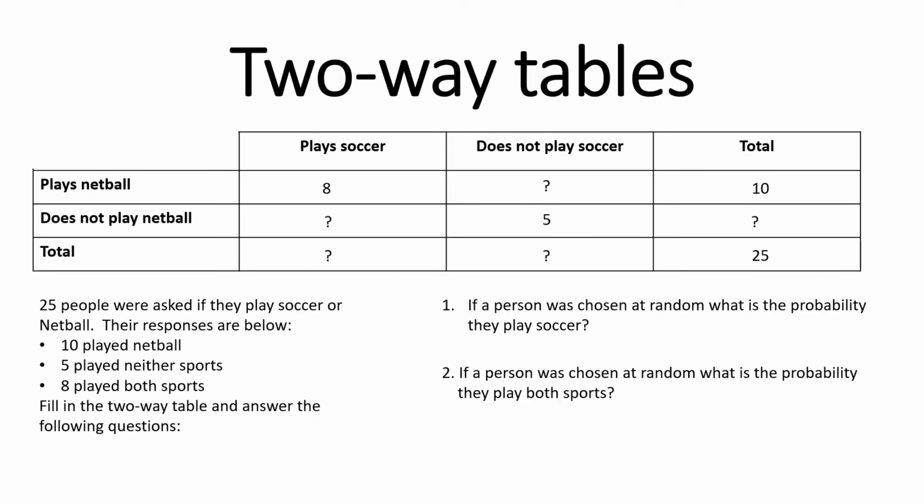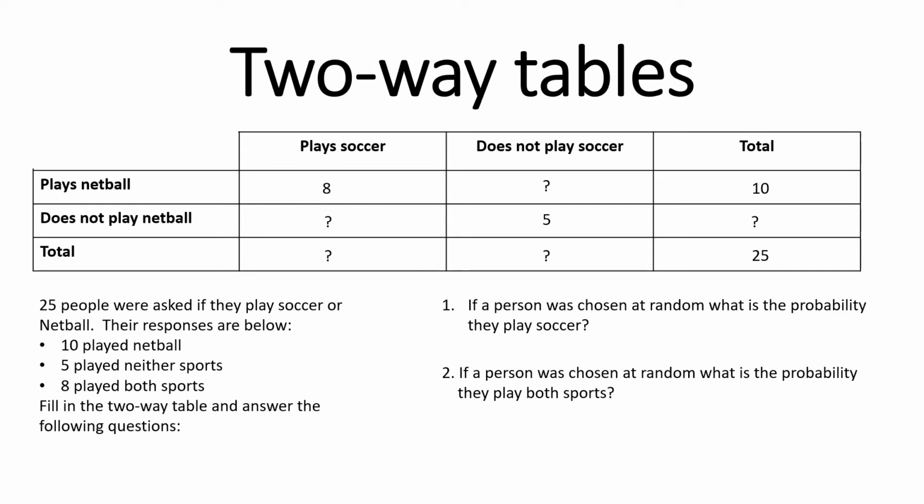Okay, now we're going to have a look at two-way tables. We're going to use the example we used in the previous Venn diagram example. So 25 people were asked if they play soccer or netball. Their responses are below. 10 people played netball, 5 played neither sports, and 8 played both sports. Fill in the two-way table and answer the following questions.